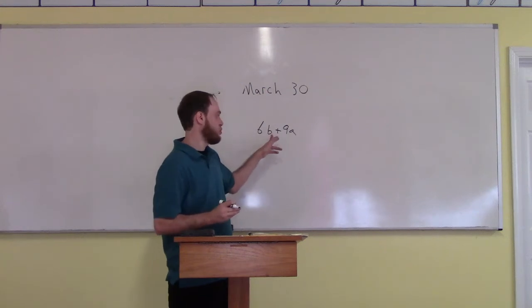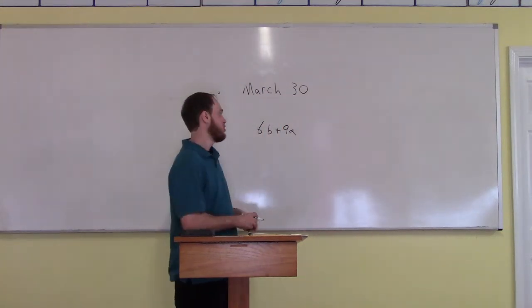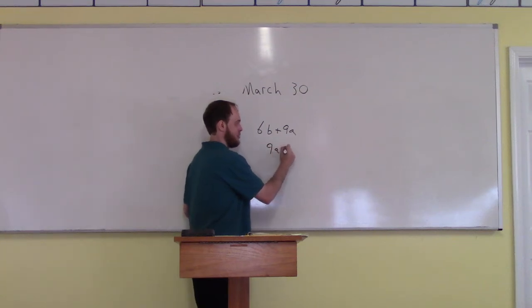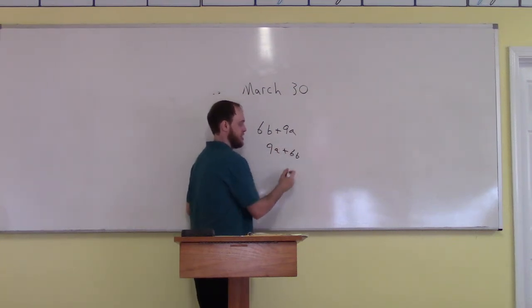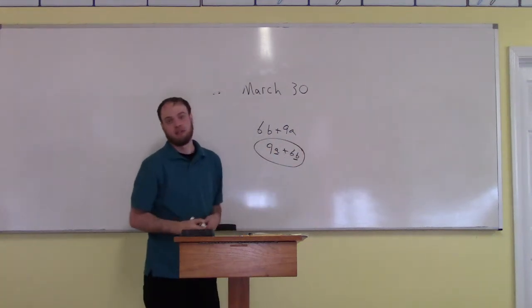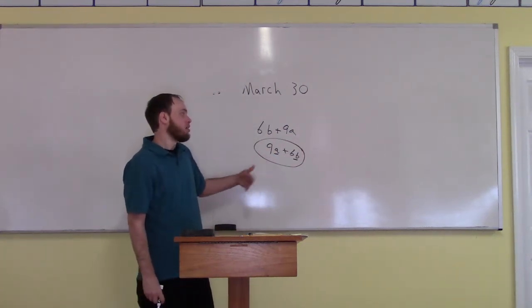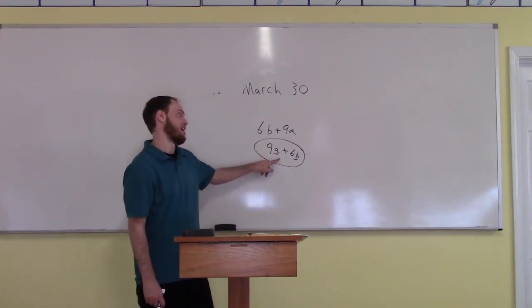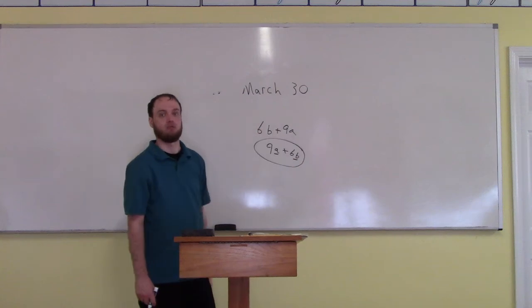For this one, it's just alphabetical. So 6b plus 9a, we would rewrite as 9a plus 6b. You just want it written in alphabetical order, so A comes before B. It's not a big deal here; this is just the more proper form. On standardized tests or whatever, you would see it written like this instead of how they had it. You just have to go through it.